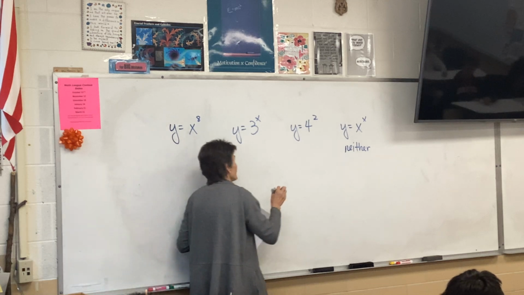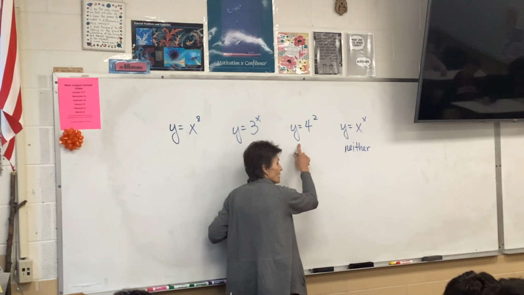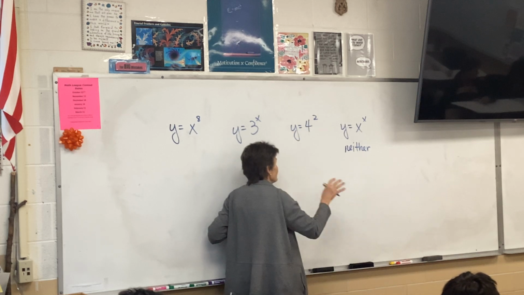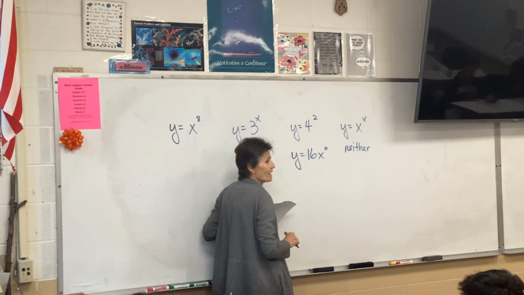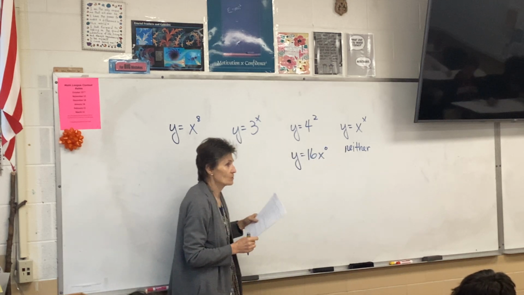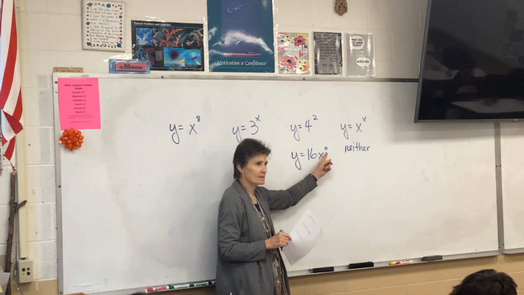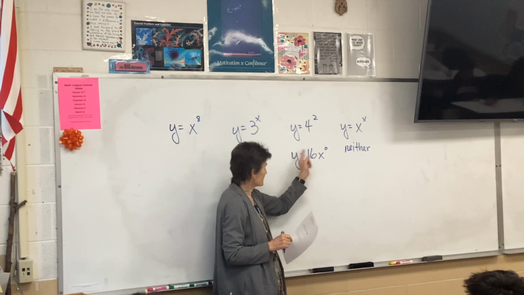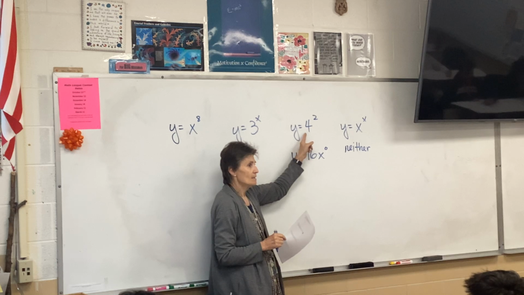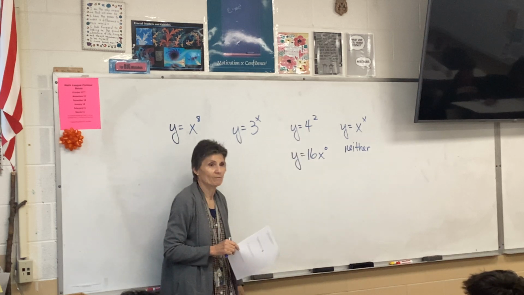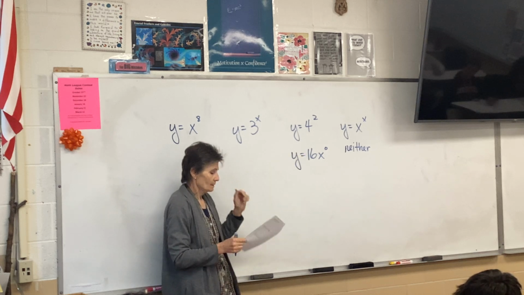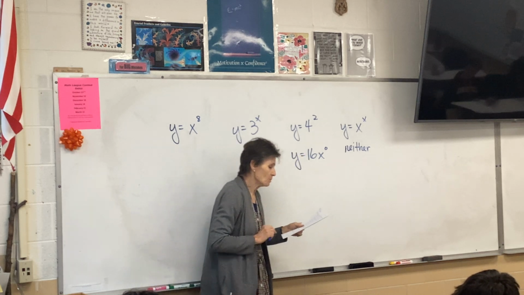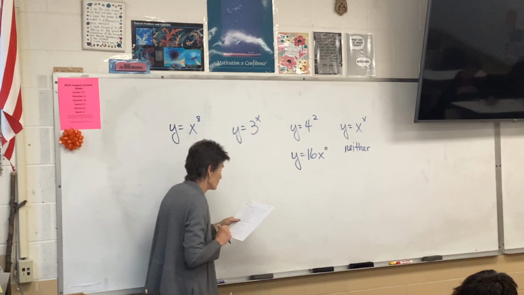This one, in a very broad view, could be thought of as a power function, because what's x to the 0? 1. So do you see how that's the same as this? So it could be thought of as a power function, but that's kind of an anomaly. It's a straight line.